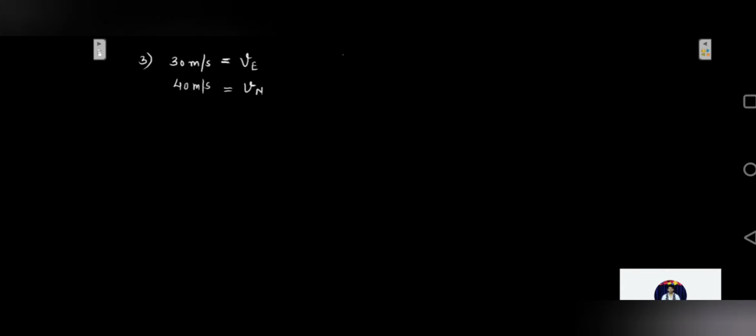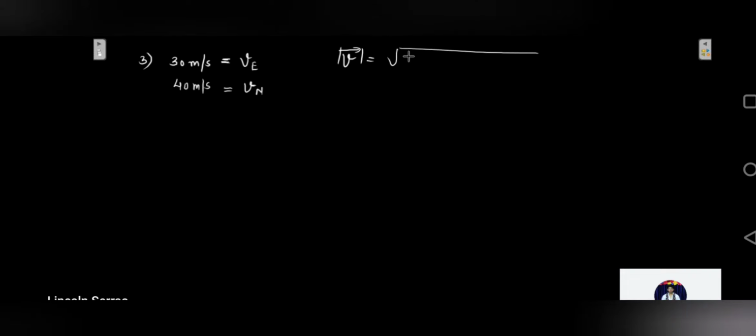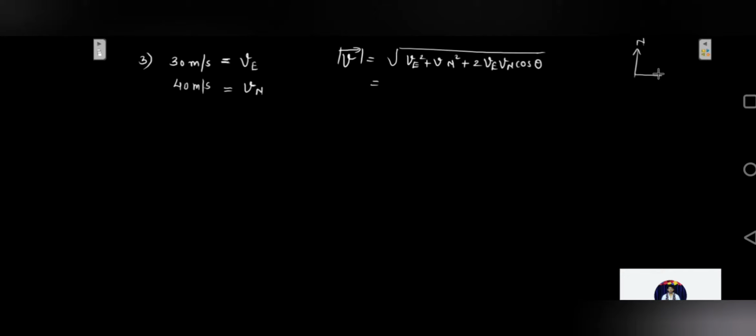Okay, so resultant velocity vector magnitude is going to be root of VE square plus Vn square plus 2 VE Vn cos of theta, where theta will be 90 degrees here, because one velocity is going towards north and one is going towards east. So the angle between them is going to be 90 degrees. So root of 30 square plus 40 square plus 2 into 30 into 40 cos of 90 degrees.